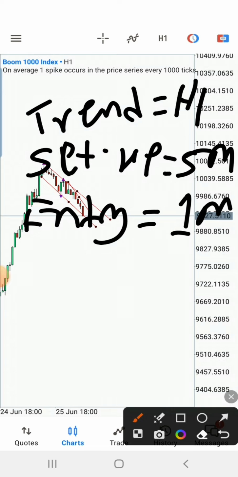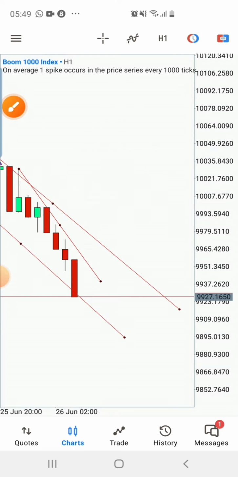Then come down to 1 minute and make sure you are making entry at the trend line, whether the price is dropping or the price is buying. If you're on crash, that means you are going to be buying at the lower trend line. If you are on boom, you are going to be selling, because we are scalping, we are picking the small candlesticks.